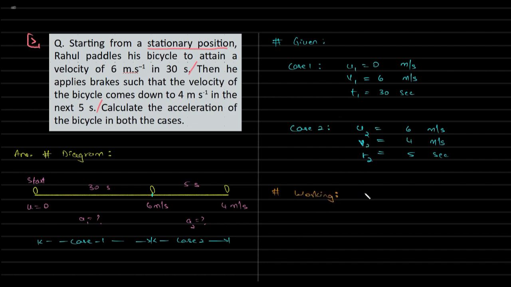So we begin with the formula V is equal to U plus AT. All we have to do is substitute and we are done. The first part of the question: V1 is equal to 6, U is equal to 0, plus acceleration, which is something we need to find, A1, and time is 30. So this is basically 6 being equated to 30 A1. We'll divide by 30 on both sides. So this would be 1 by 5 is equal to A1. And the unit is meter per second square. 1 by 5 meter per second square.